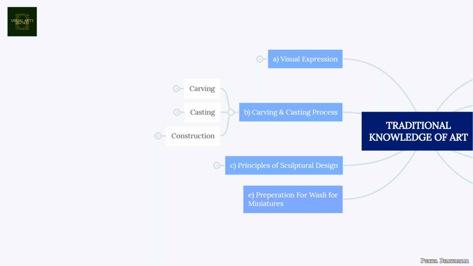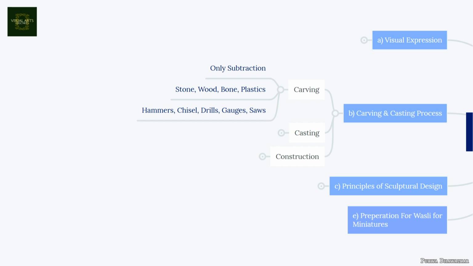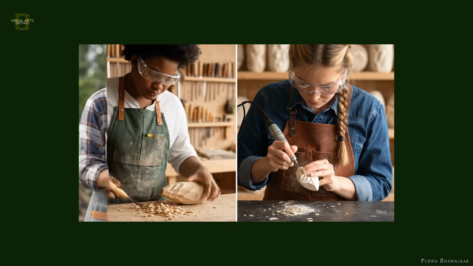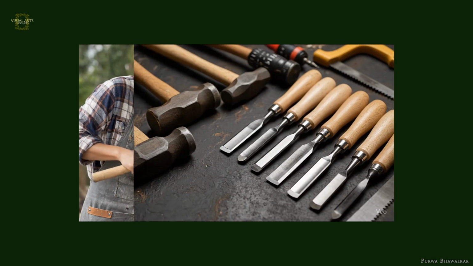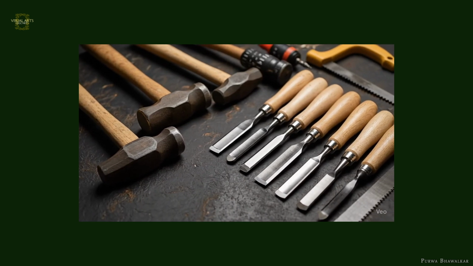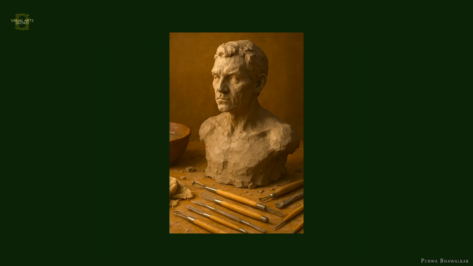Moving to the next, carving and casting process are used in sculpture. In carving, creating a 3D form is by cutting or chipping away from the material. It's a subtractive process, which means you remove material to sculpt the desired shape. Imagine a block of wood or stone. You are taking away pieces of that block using tools like chisel and hammers. By carefully removing material, you slowly reveal the shape you have in the mind, that is your sculpture.